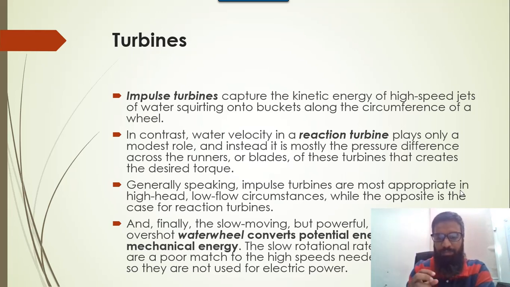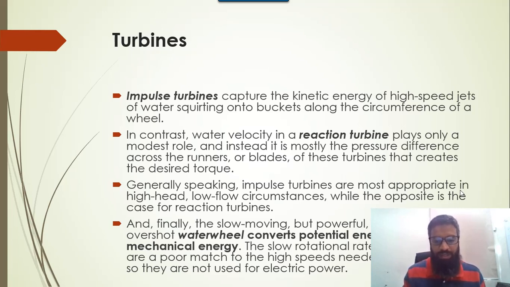For that purpose, an impulse turbine produces a huge pressure, and that pressure is converted into mechanical energy. This is for low flow circumstances, while the opposite is the case for a reaction turbine. If the flow is low or the head is high, then we prefer to use an impulse turbine. But if the head is low and the flow is high, then we prefer to use a reaction turbine.